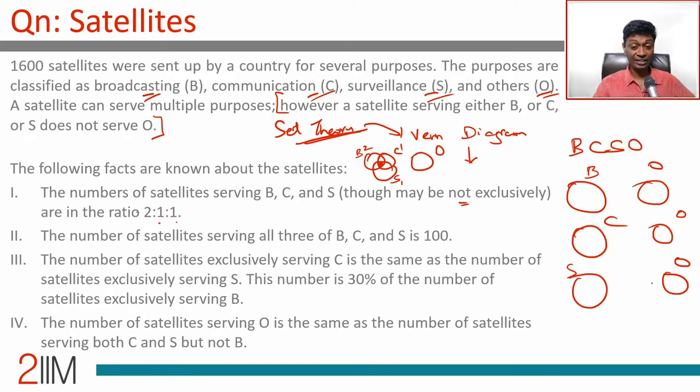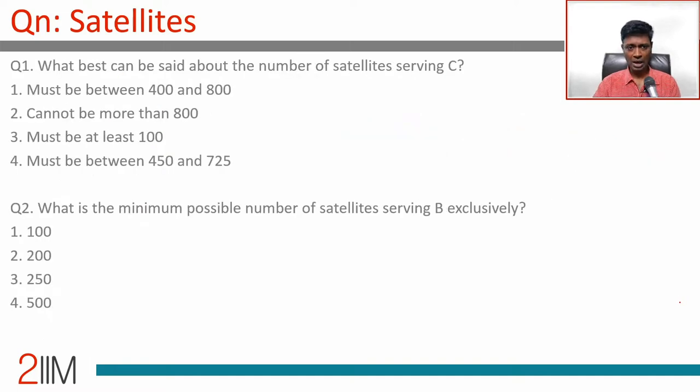The number of satellites exclusively serving C is the same as the number of satellites exclusively serving S. And this number is 30% of the number of satellites exclusively serving B. We're talking about this number, and this number. The number of satellites serving O is the same as the number of satellites serving both C and S, but not B. Diagram is too complicated. I'm going to go to a bigger diagram and fill all this data and then look at the constraints. After this, we are down to the questions.